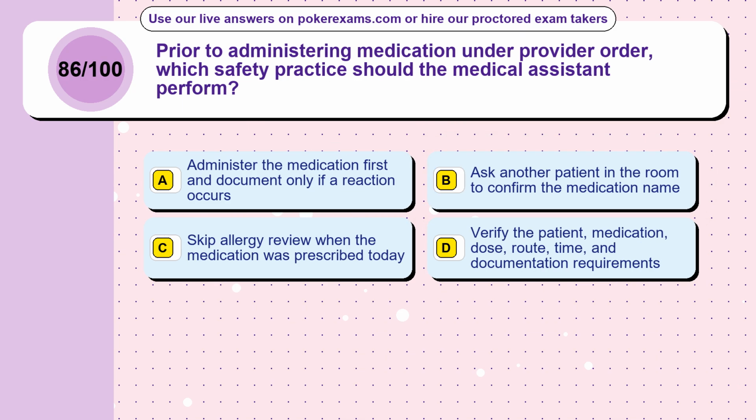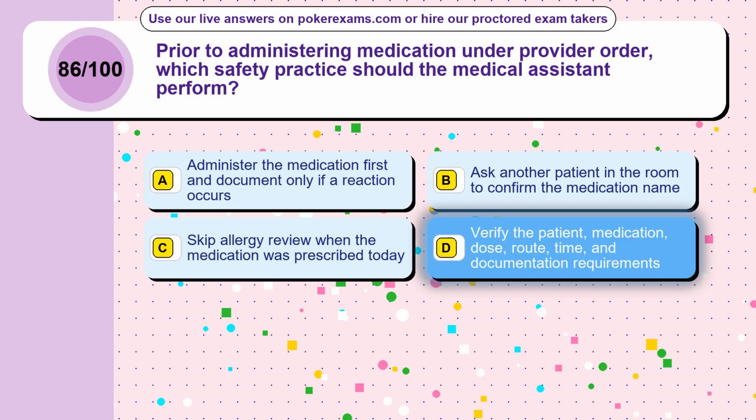Question 86. Prior to administering medication under provider order, which safety practice should the medical assistant perform? Option A. Administer the medication first and document only if a reaction occurs. Option B. Ask another patient in the room to confirm the medication name. Option C. Skip allergy review when the medication was prescribed today. Option D. Verify the patient, medication, dose, route, time, and documentation requirements.